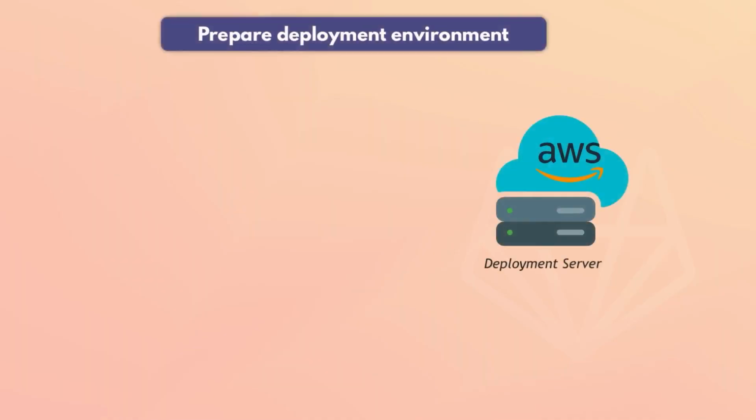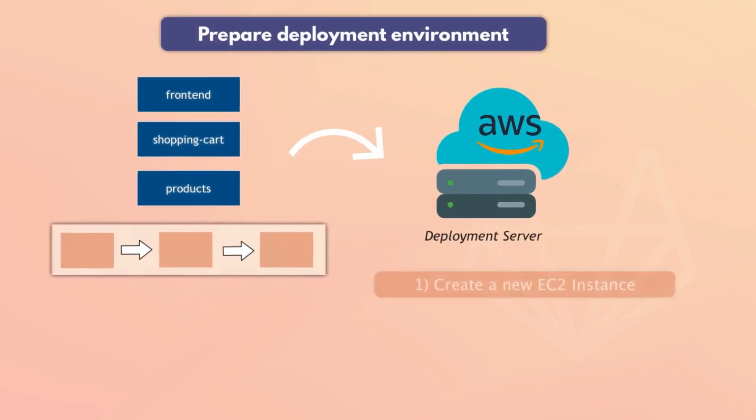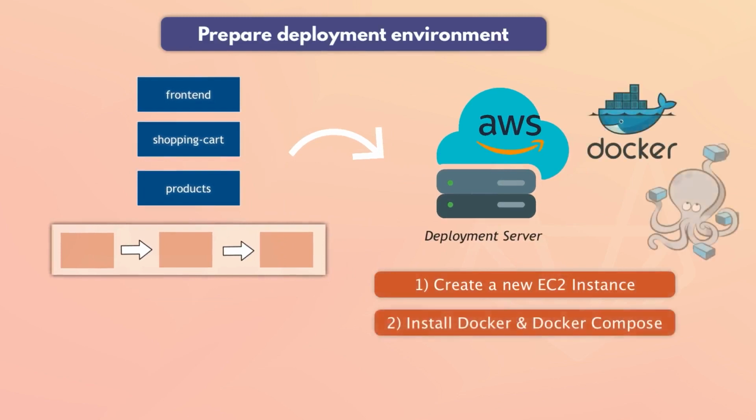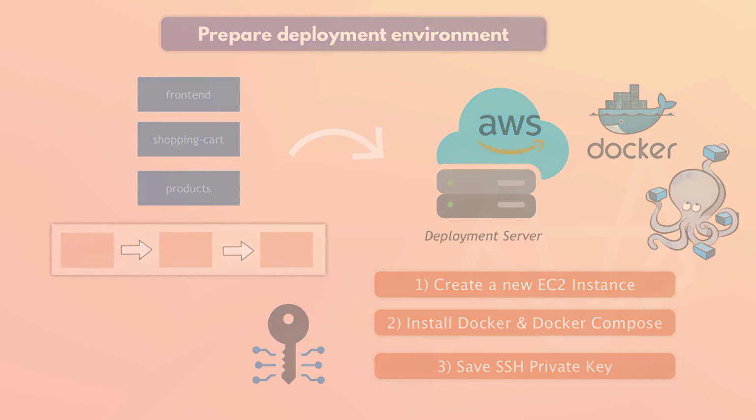Now as a next step, we would need a deployment server for this project to deploy all our services. And I already deleted the deployment server for the demo Node.js project. So in this case, we're going to create a new server. We're going to install Docker and Docker Compose on it, and we're going to save the SSH private key to access it. So let's go ahead and do all of that to prepare our deployment server.